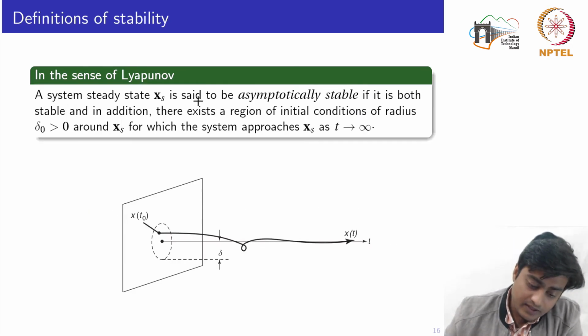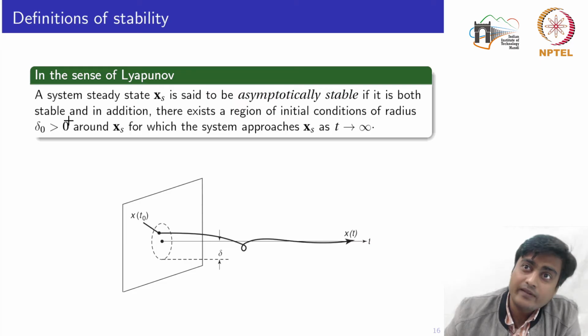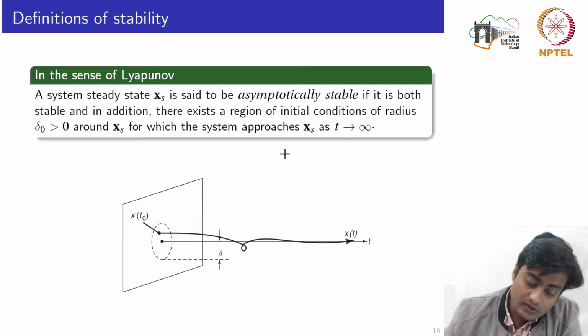Now, another definition is about asymptotic stability: the system is both stable in the sense we have defined in the previous slide, and in addition there exists a region of initial conditions of radius delta naught, which is again positive, around the steady state. This is the steady state point, for which the system approaches the steady state as t tends to infinity. Now this steady state could be 0 also.